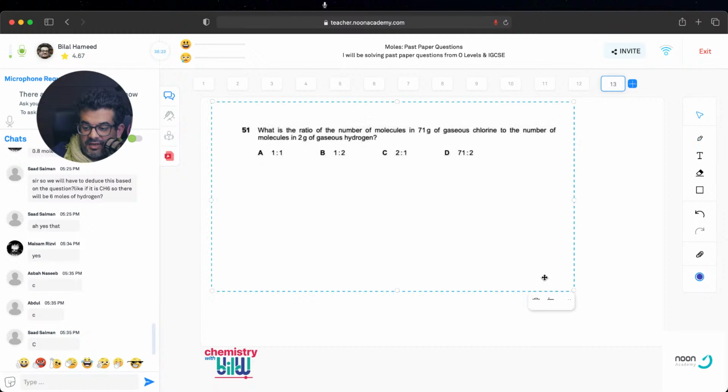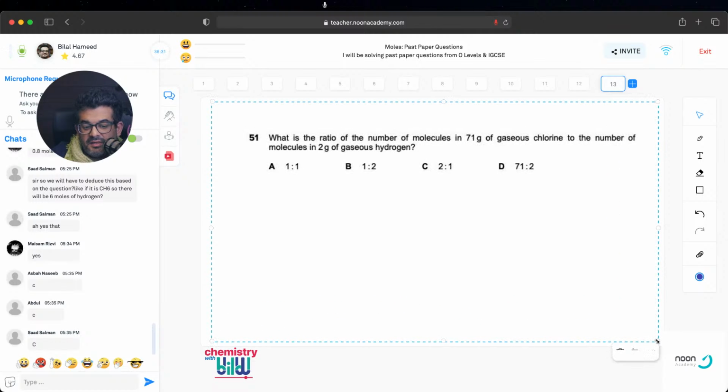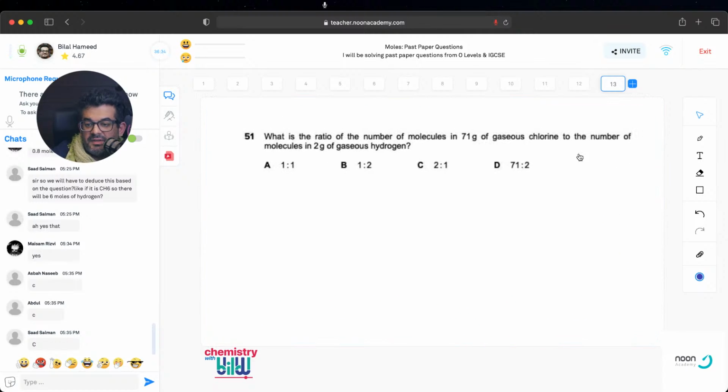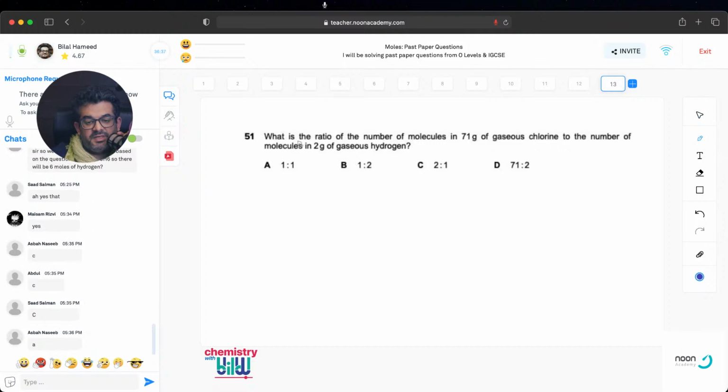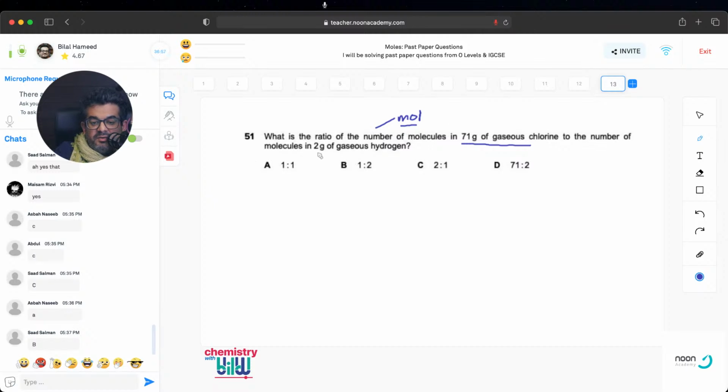So here we have another question. Let me see if I can make it all the way to the edge. If you can read this question, this is a very different question. It says, what's the ratio of the number of molecules in 71 grams of gaseous chlorine? Now, you might wonder, I don't want to calculate the number of molecules because that requires using Avogadro's number. But understand that a unit for number of molecules is also mole. And the number of molecules of 2 grams of chlorine. Sorry, hydrogen. So you take 71 grams of chlorine and 2 grams of hydrogen. Remember, they're gases, they're both diatomic.